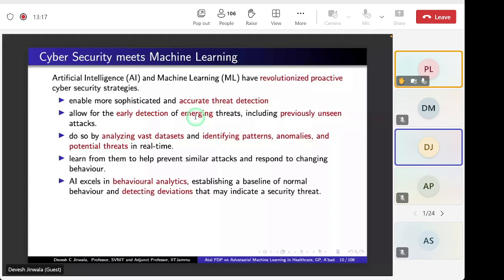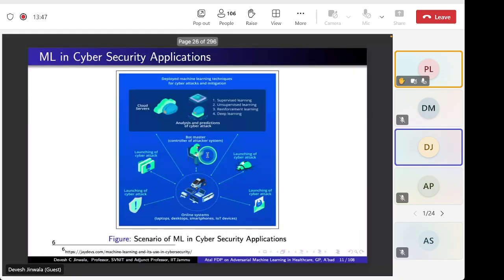They would do so by analyzing vast data sets, which is what I have been emphasizing time and again. They would identify the weaknesses, or the patterns which lead to weaknesses, or the anomalies and potential threats in real time. And because AI excels in behavioral analytics, analyzing the behavior, they would be able to distinguish between what is normal behavior and what is behavior which includes some attack. And that's how one would be able to strengthen the security system.